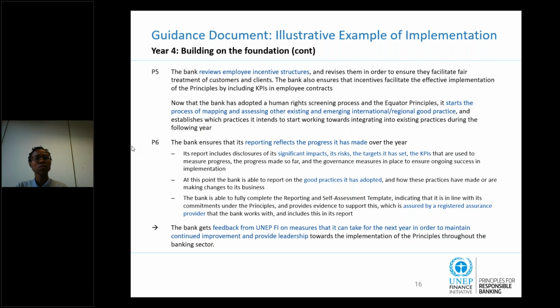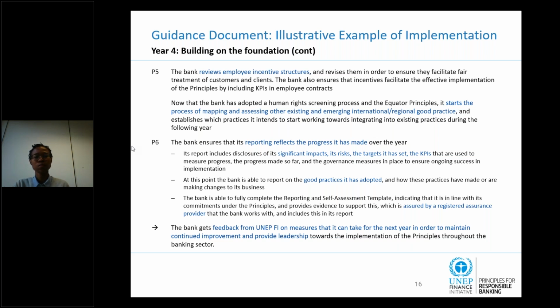And finally, of course, the bank also then seeks feedback from Unit 5 on its measures, what more it can do in the next year to maintain ongoing improvement, but also how it can provide leadership, working with others, towards how it might implement the principles throughout the banking sector as well. And hopefully engaging with many other banks involved in the Principles for Responsible Banking, that co-development, co-leadership, engaging and sharing with others, which we all know is a really important aspect of being a participant in the principles.